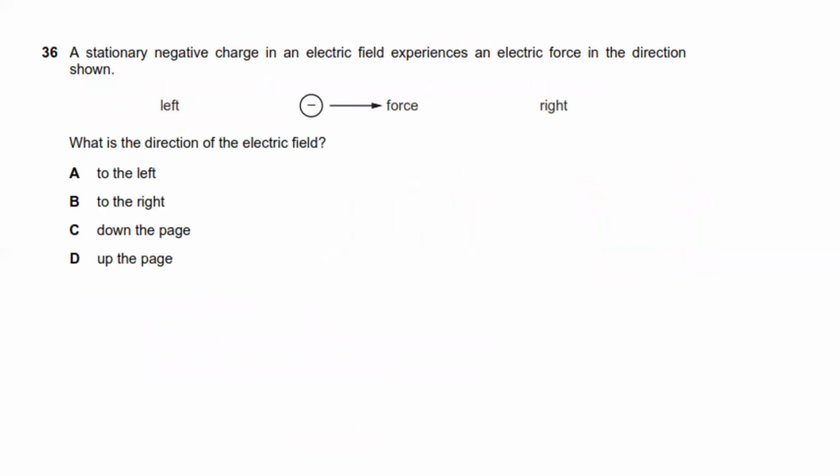Then question number 36. It says a stationary negative charge in an electric field experiences an electric force in the direction shown. So the charge is not moving, it is stationary. Remember, electric field lines always go from the positive to the negative end. So the field lines would be something like this. If a stationary negative charge, or a stationary electron, is here, it will be pulled towards the positive side, so it will experience a force in this direction.